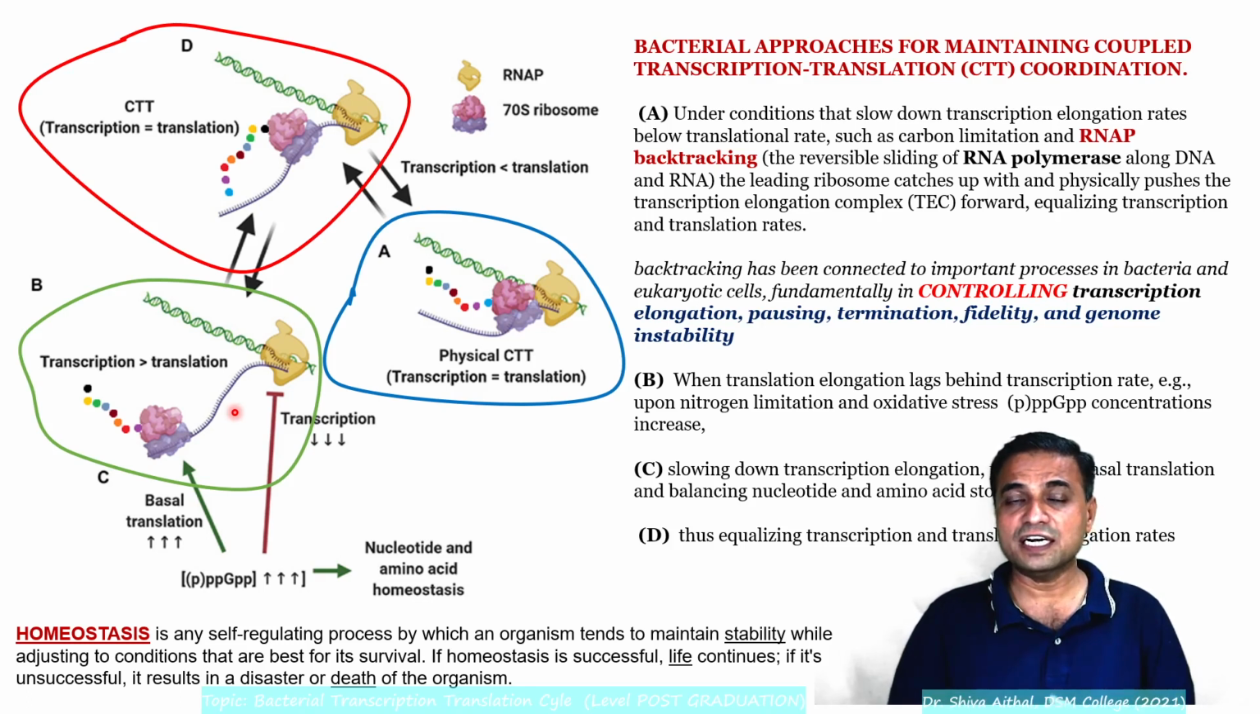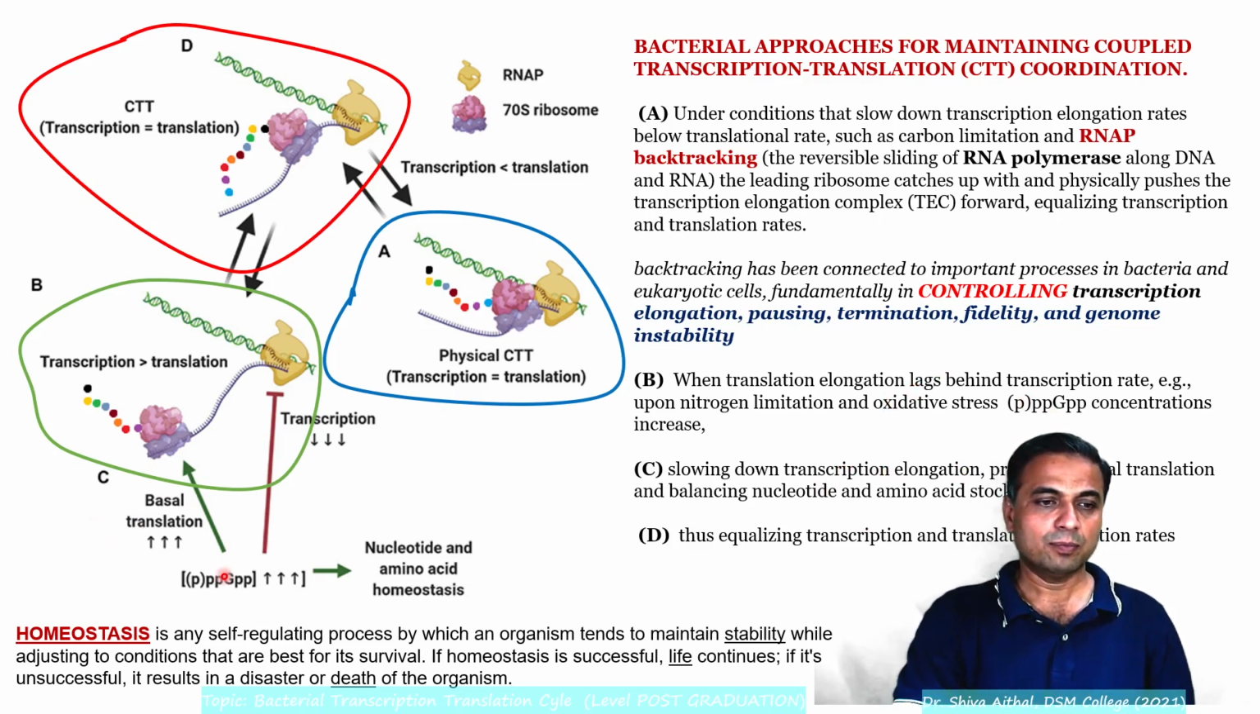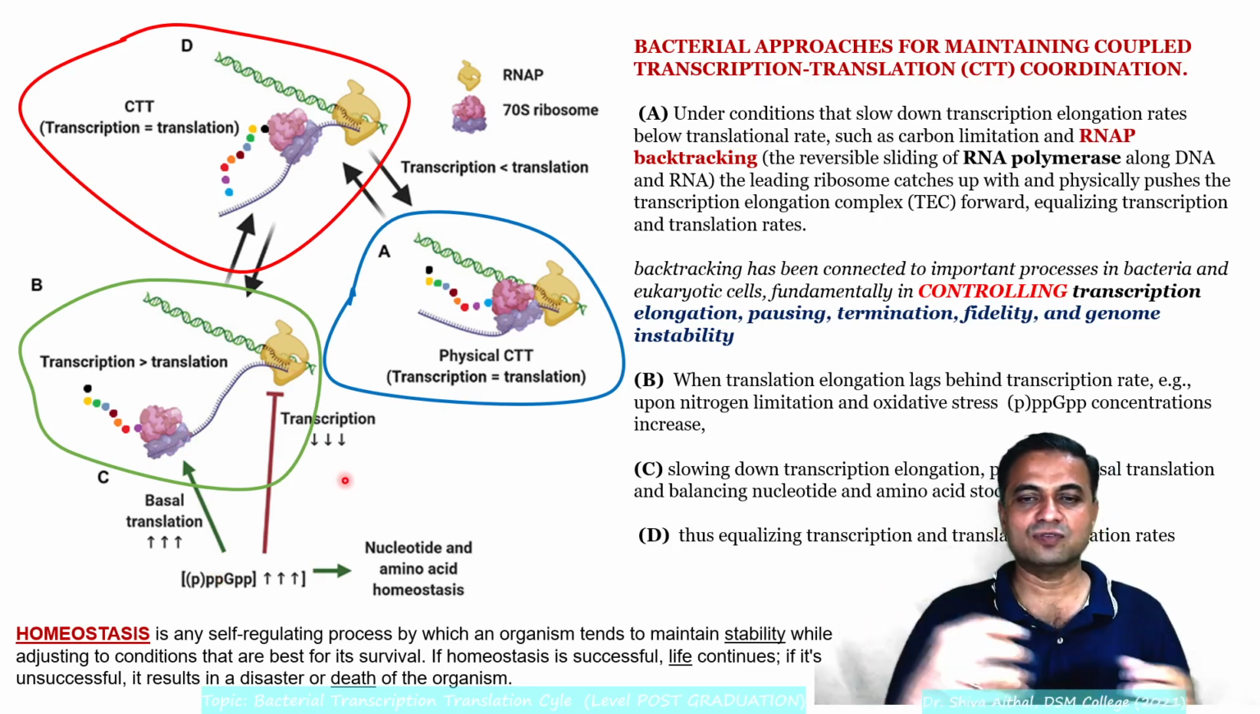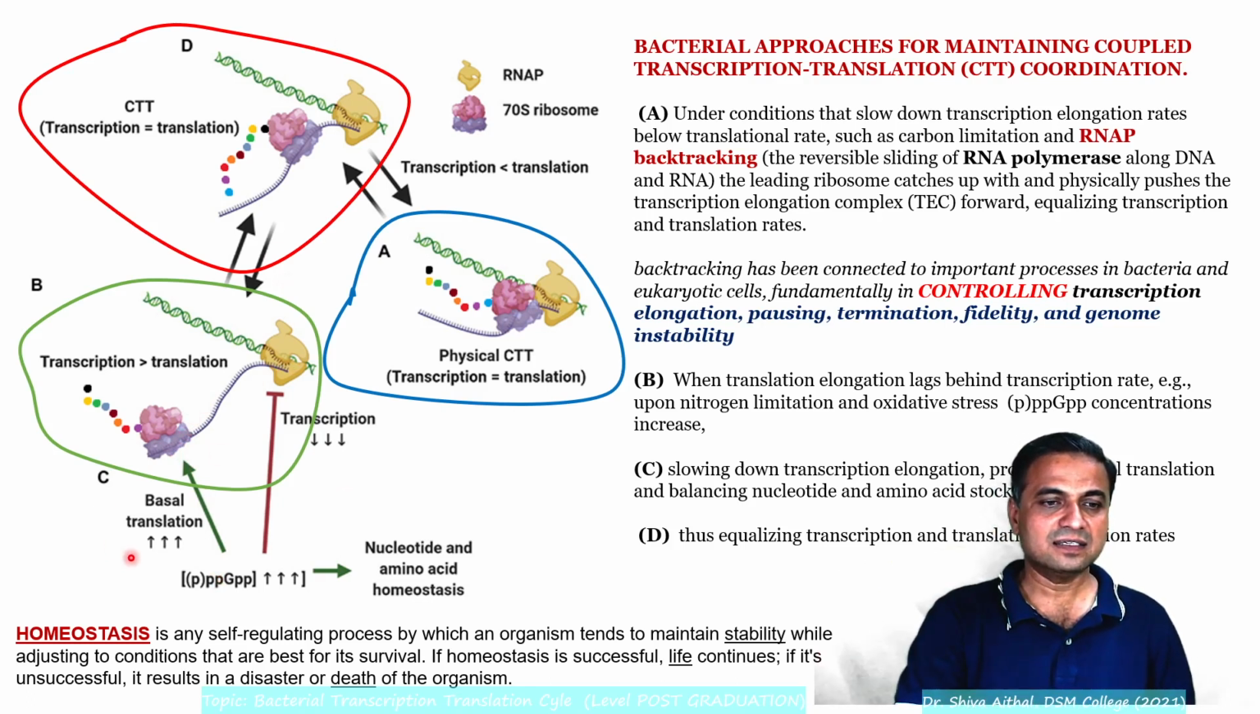What happens when there are oxidative stress conditions? Oxidative stress conditions are generated, for example, when hydrogen peroxide is there. So those bacteria which have an H2O2 degrading enzyme, you have studied in your lower classes, H2O2 is broken down into H2O and O2 by the peroxidase enzyme. In such oxidative stress conditions, there is an increase in ppGpp, a guanosine nucleotide molecule, and this, even in low nitrogen conditions, results in a lag, and this gap is formed. C is homeostasis.